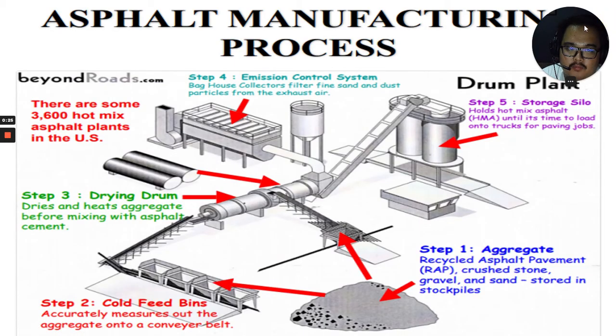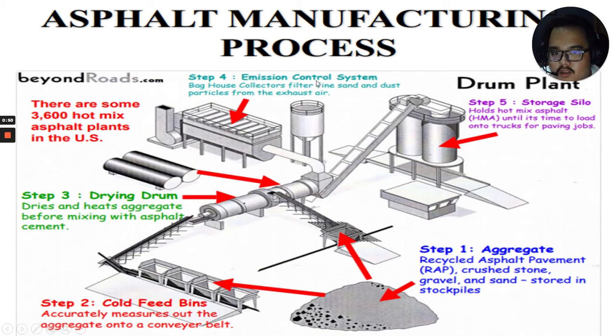The asphalt manufacturing process starts with the aggregate. Recycled asphalt pavement, crushed stone, gravel, and sand are stored in stockpiles. Second is cold feed bins, which accurately measure out the aggregate onto a conveyor belt. Step 3 dries and heats the aggregate before mixing with asphalt cement.